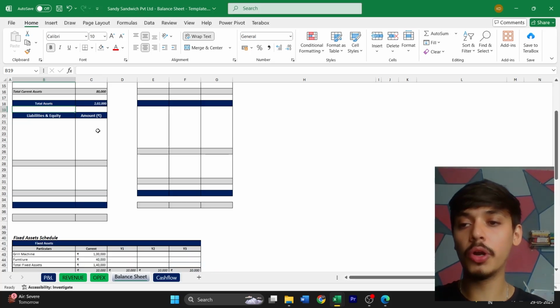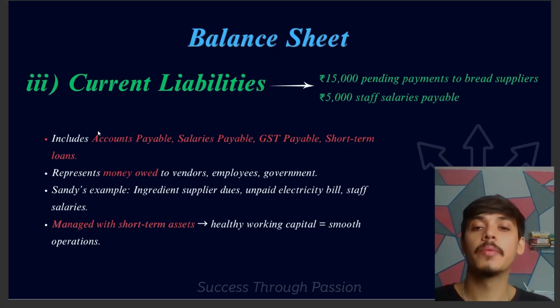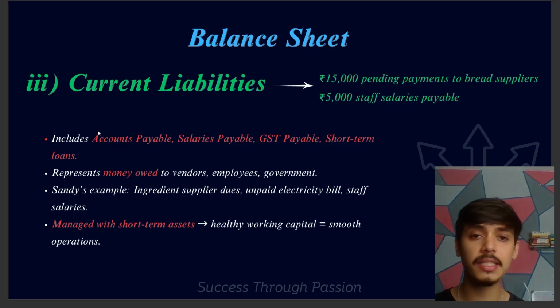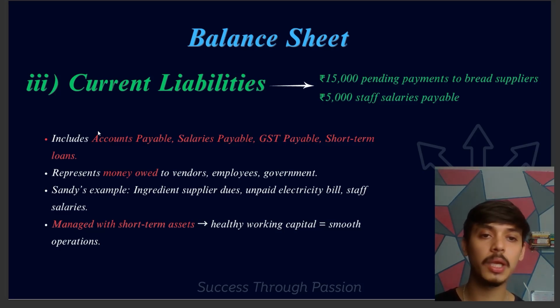We will now move on to the liability and equity side, where the first header we have is current liabilities, where it says 15,000 pending payments to bread suppliers, 5,000 staff salaries payable. Both of these current liability line items are about paying some vendor or salaries to the staff. So both of these we can add as accounts payable, and in that we can mention 20,000 as our amount, or we can separately mention both of them.